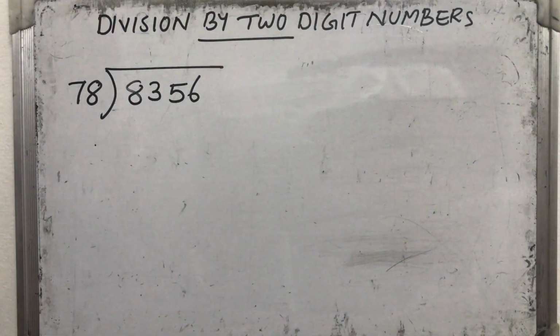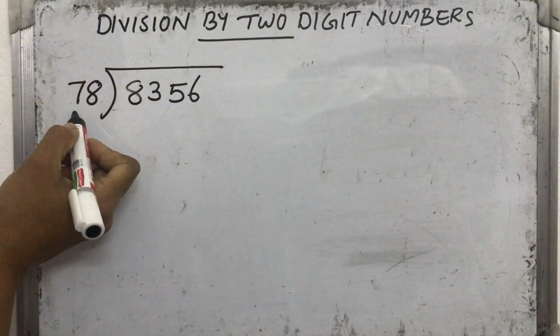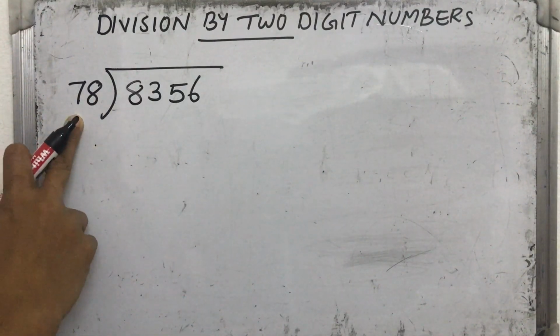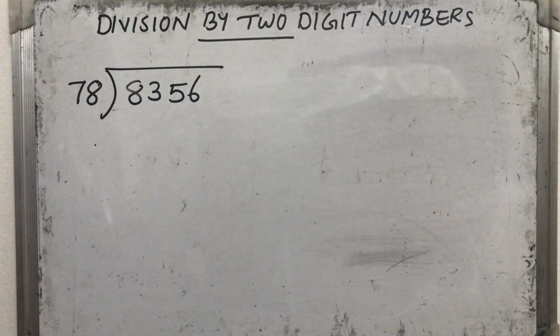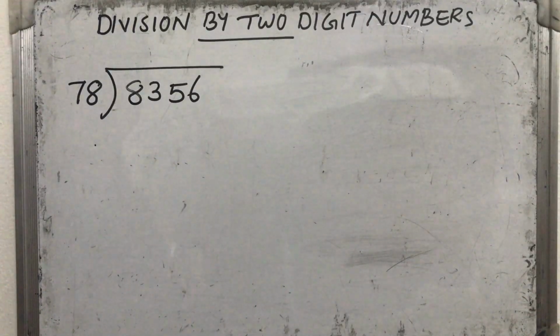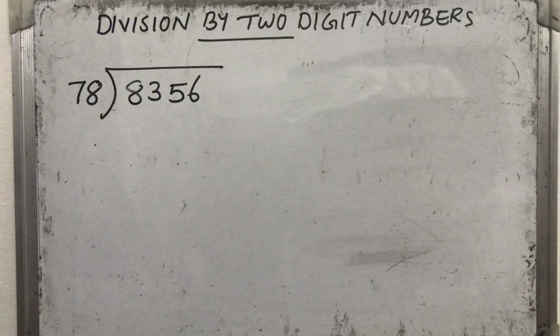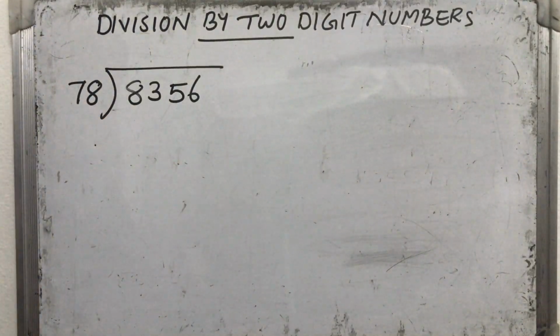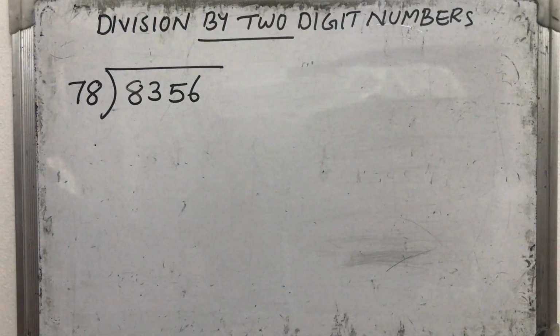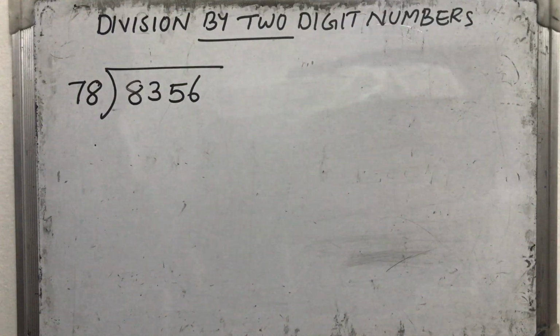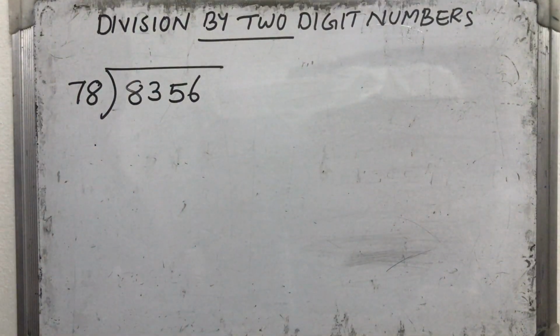When we divide a number by a 2-digit number, we don't know the multiplication table, like 78 or 32, 65, we didn't study those multiplication tables. So it will be somewhat difficult compared to the division by 1 digit. So here we can use an easy method or a short method for finding this quotient.